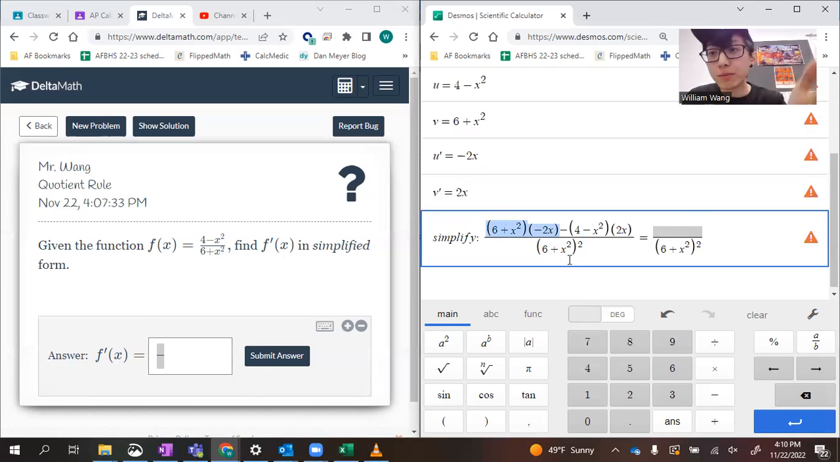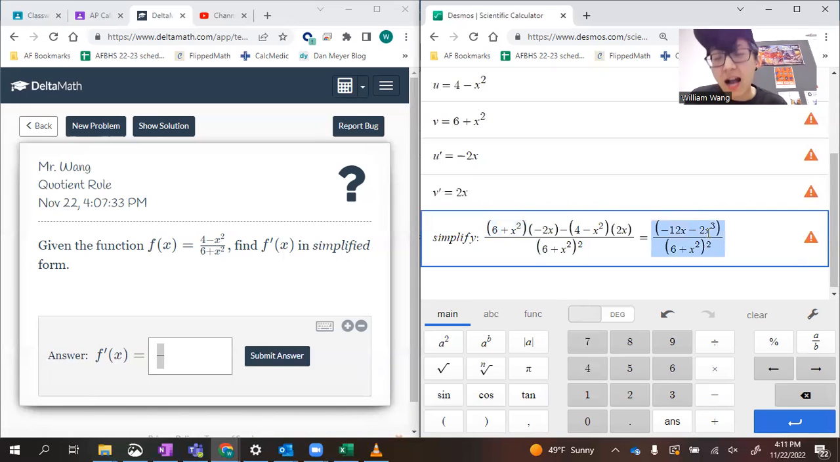So I'm going to distribute this. 6 plus x squared times negative 2x. I'm going to multiply each term by negative 2x. So 6 times negative 2x is negative 12x. Then x squared times negative 2x is negative 2x cubed. And so yeah, I distributed this.